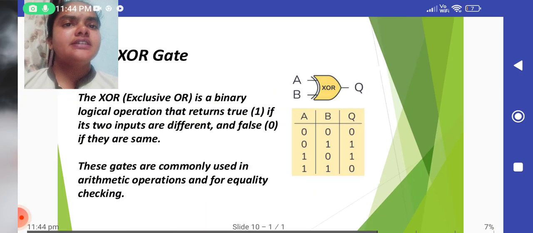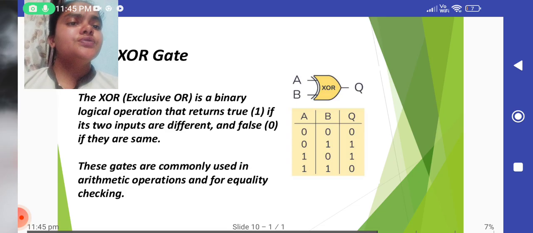The next gate is the XOR gate, also known as exclusive OR. The output of the XOR gate is true when we give two different inputs. If we give two different inputs, it will produce an output. Let us see the truth table of the XOR gate.